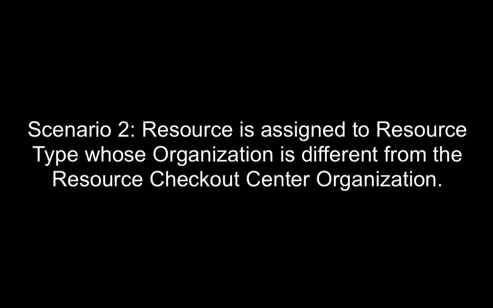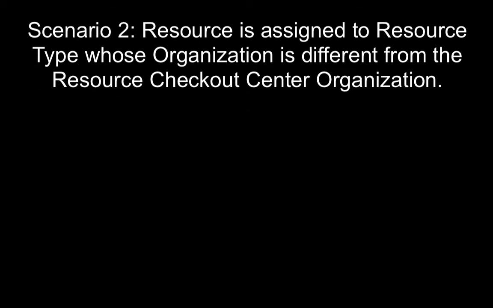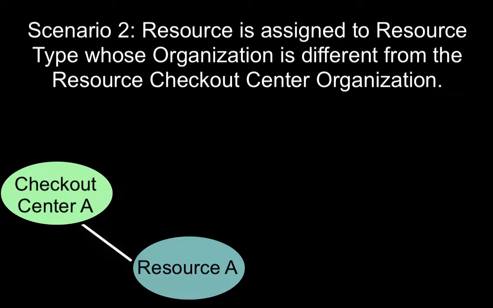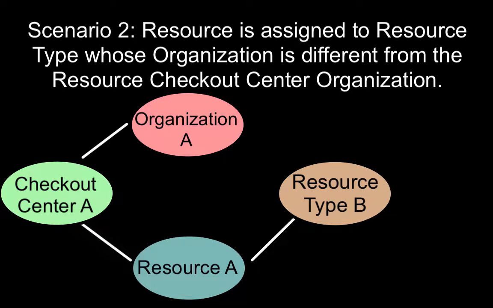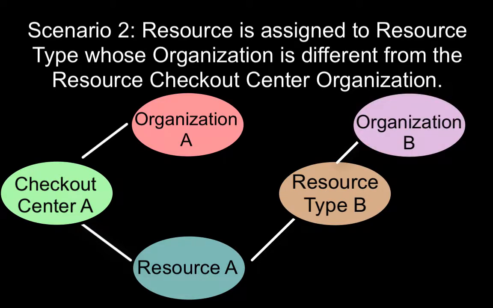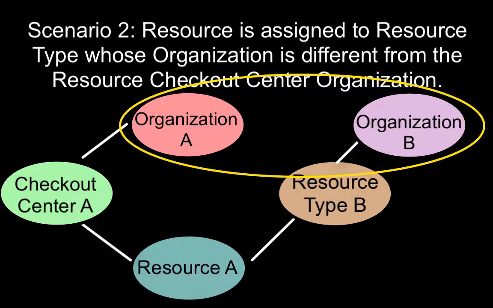Scenario 2. Resource is assigned to a resource type whose organization is different from the resource's checkout center organization. For example, Resource A belongs to Checkout Center A, and Checkout Center A belongs to Organization A. Resource A belongs to resource type B, that's assigned to Organization B. As you can see, the organizations for the type and the resource do not match, creating an organizational mismatch.